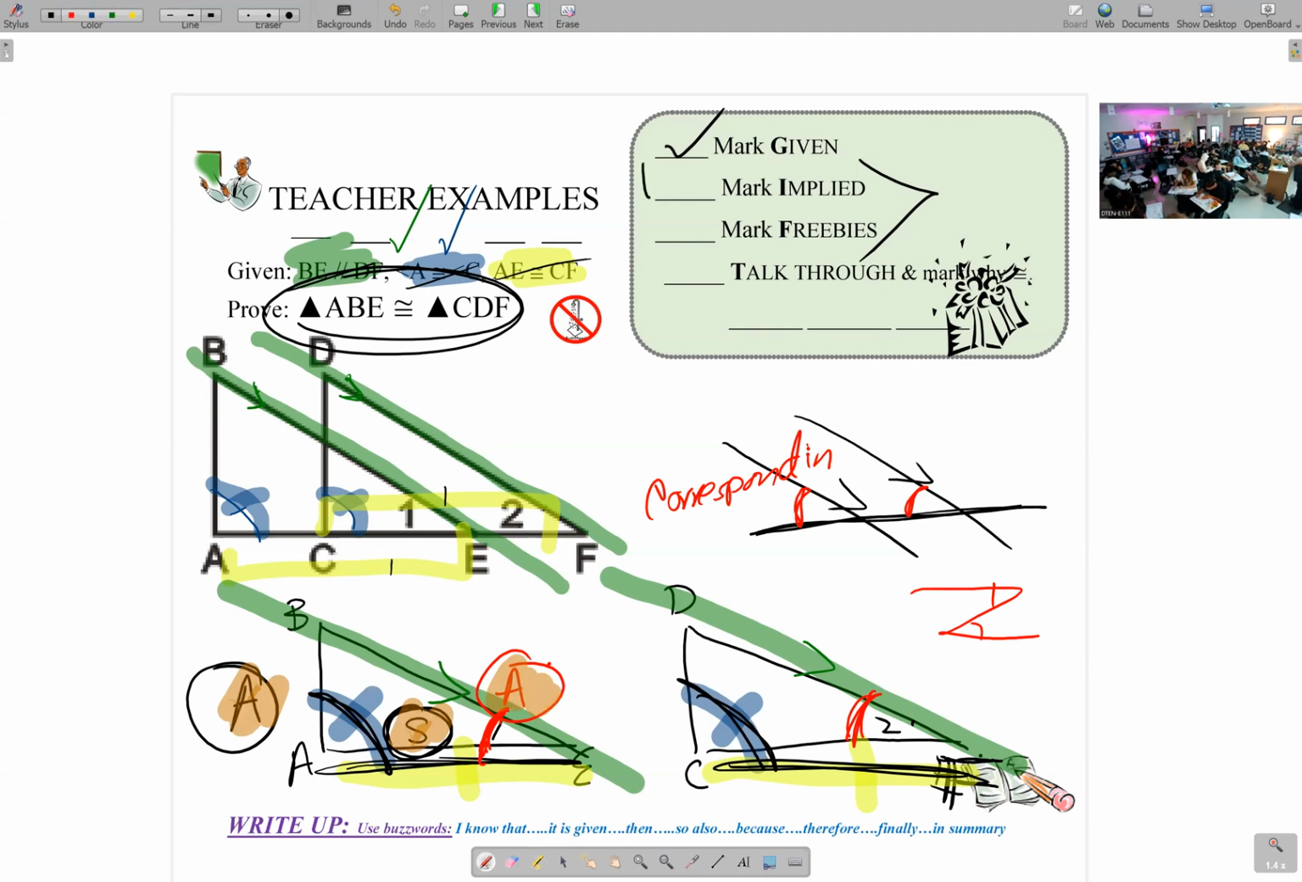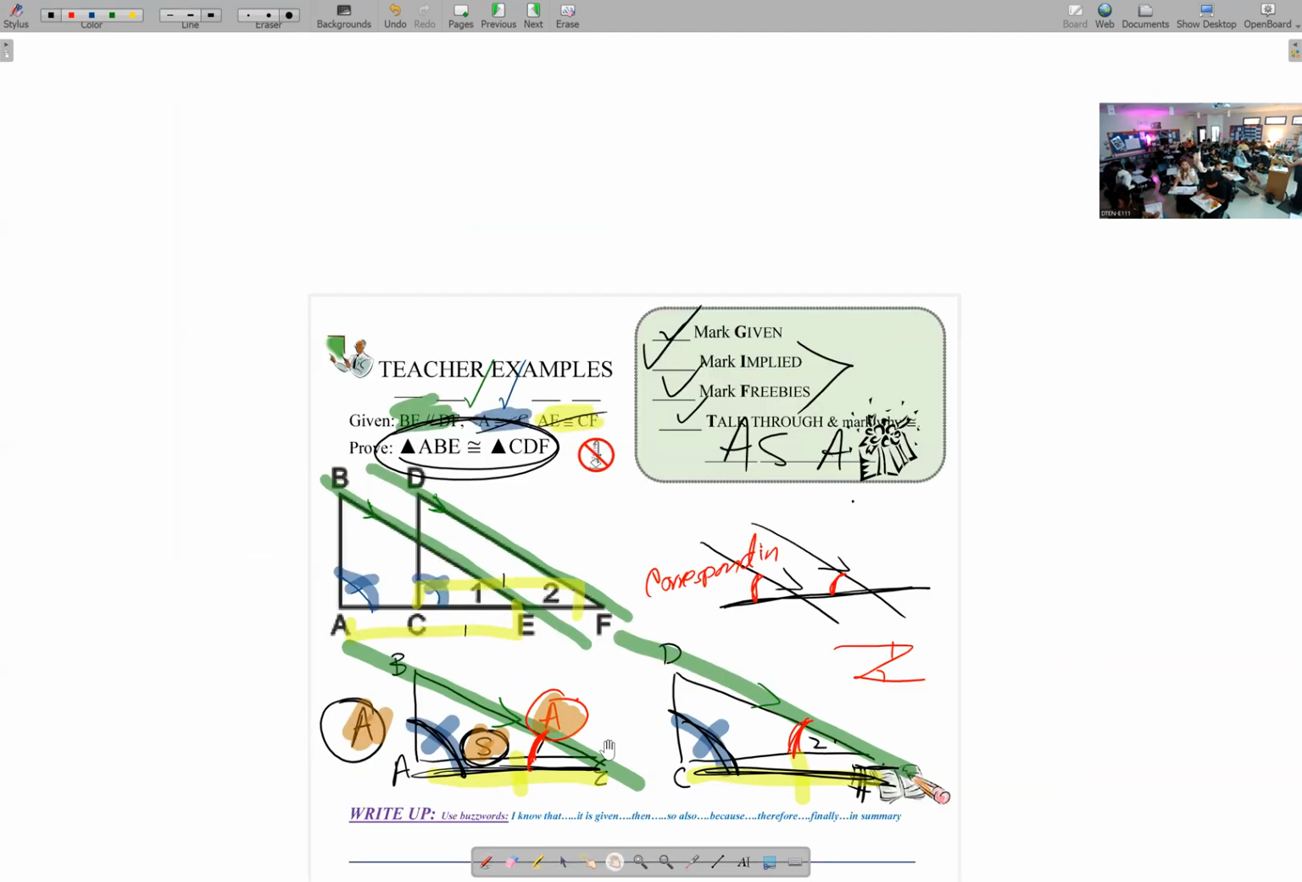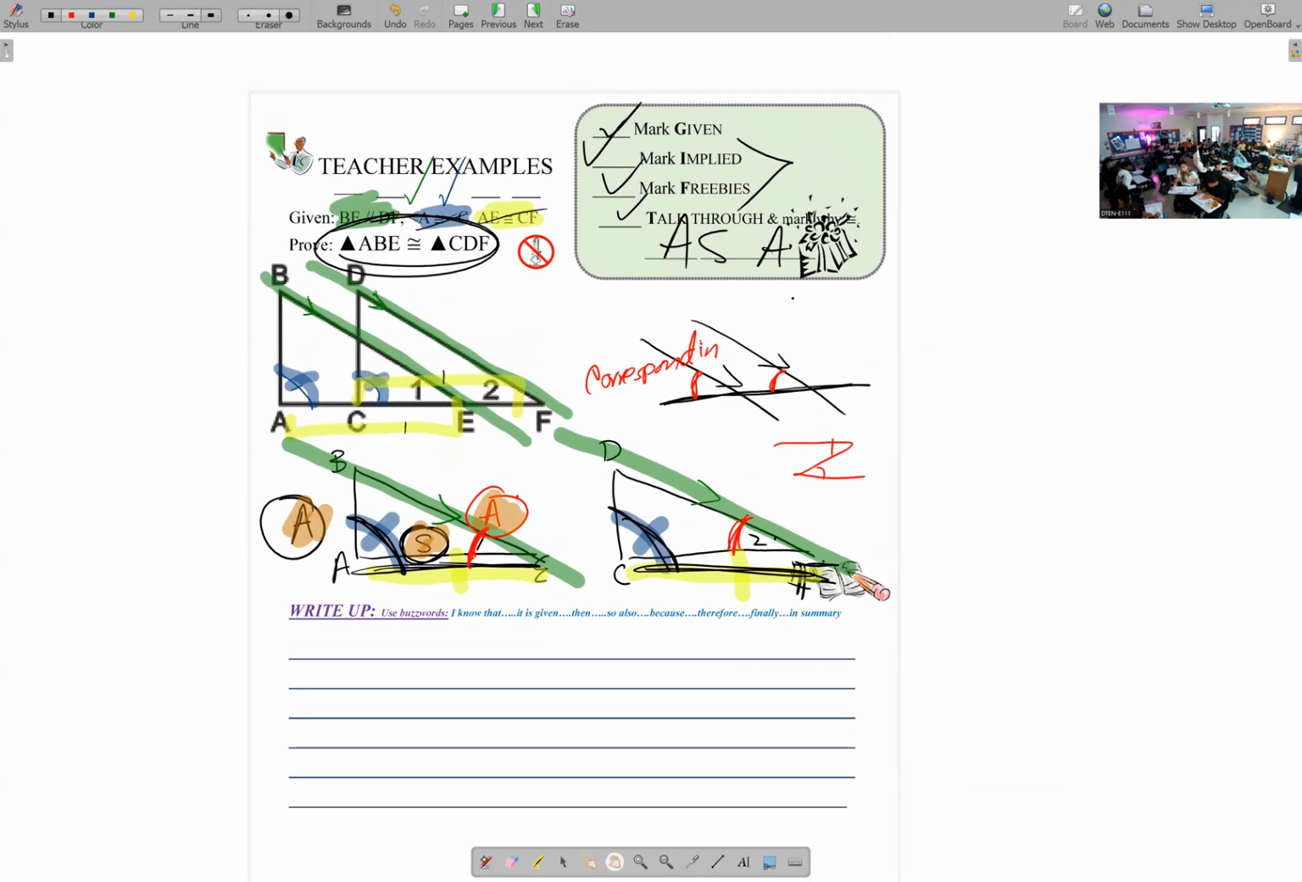We got it. Okay. Freebies. We talked it through. It's going to be ASA. Now we're going to write it up to show you how detailed I want. So in the margin, put ASA, and then we're going to go for triangles congruent. So this is like a little outline.